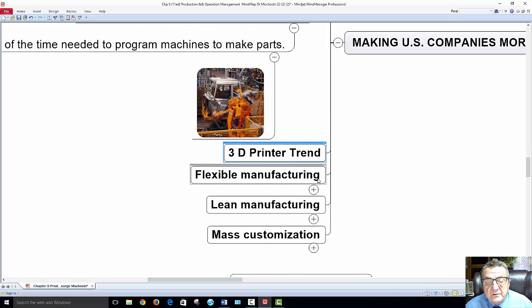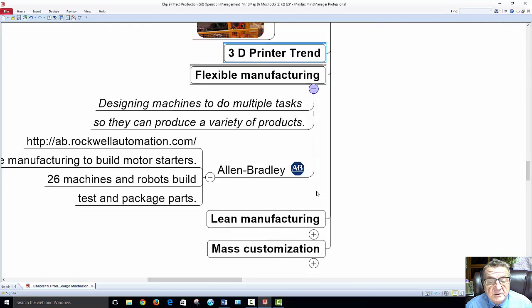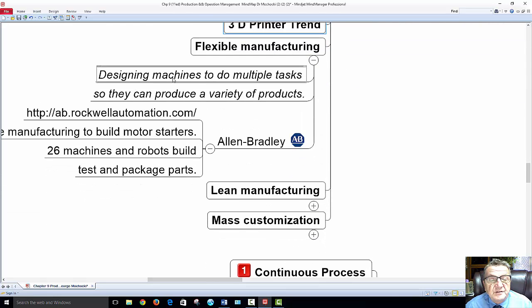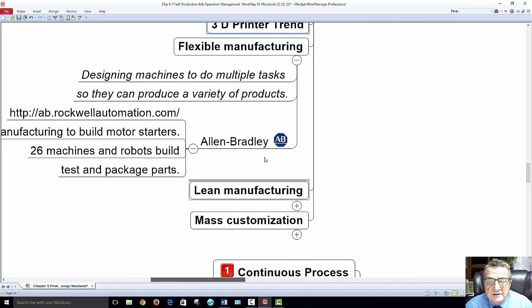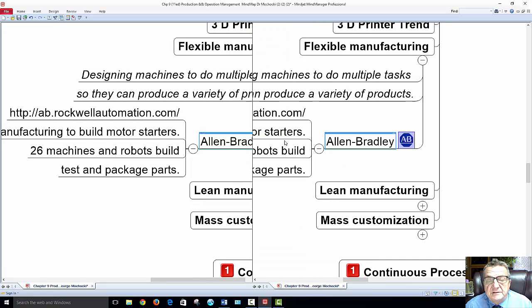Okay, then we got the 3D printer, and then we have flexible manufacturing. Okay, and they're designing machines to do multiple tasks so they can produce a variety of products. And here's their website. I'm going to go on here, manufacturing. And this company here uses flexible manufacturing to build motor starters, 26 machines and robots built and test the packaging. So now let's hit the site.